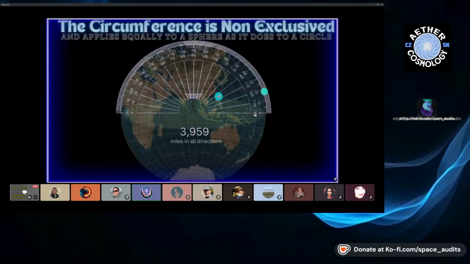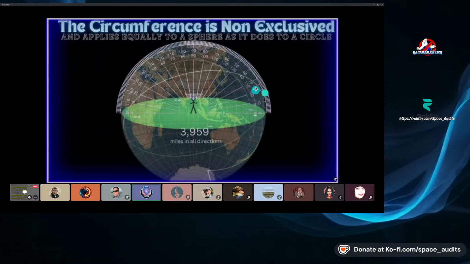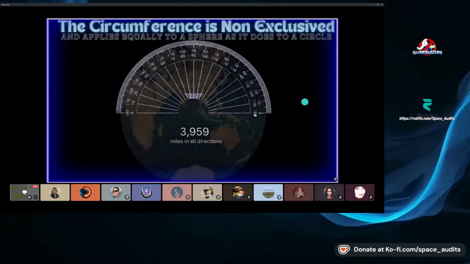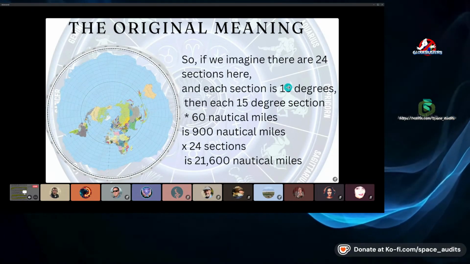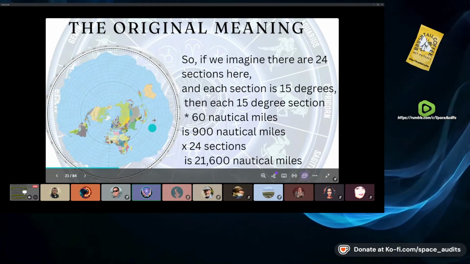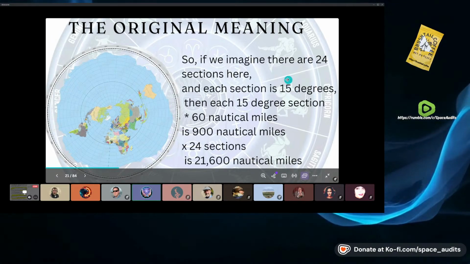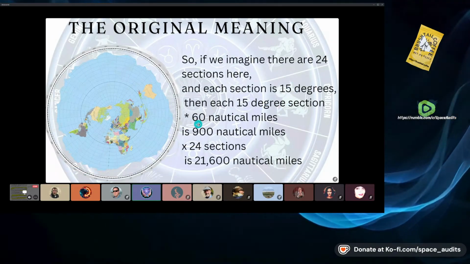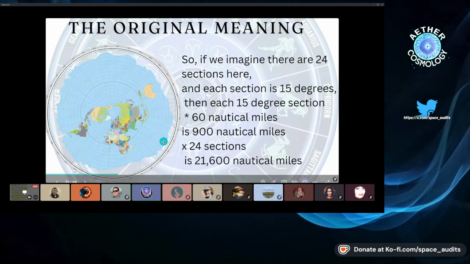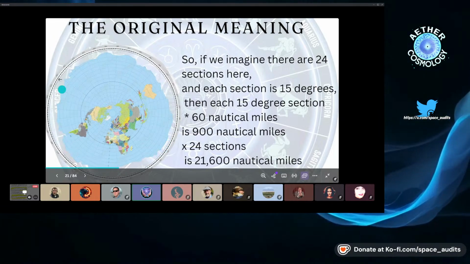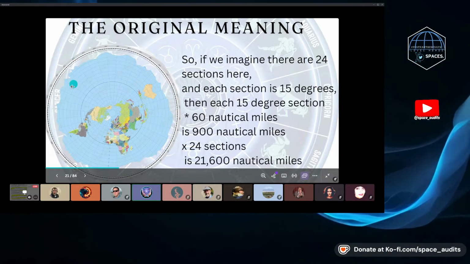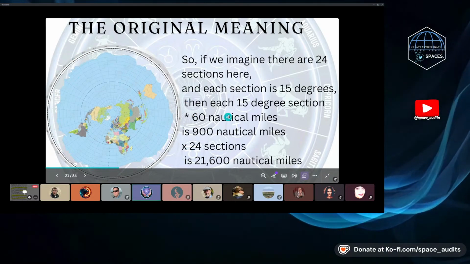And again, this is from before. If we have an observer in the center observing a hemisphere around him, it would be indistinguishable from living on a globe of the same radius. So if we apply it logically to what we just went over, imagine there are 24 sections divided on our Earth, each section 15 degrees, and each 15-degree section times 60 nautical miles per degree would mean each section would be 900 nautical miles. That would be a circumference of 21,600 nautical miles, the equivalent of the circumference of the spherical Earth in nautical miles, right?